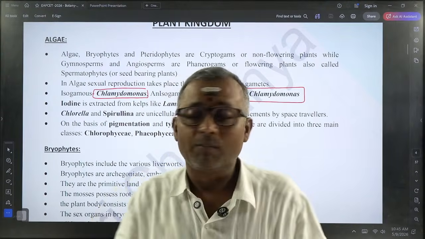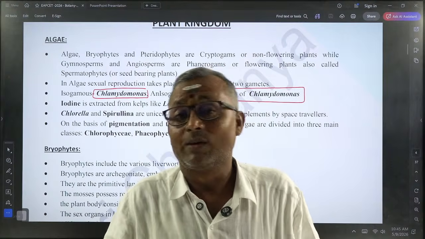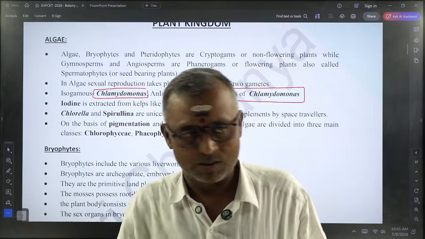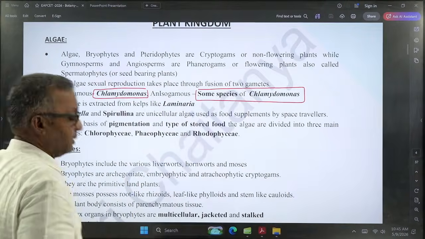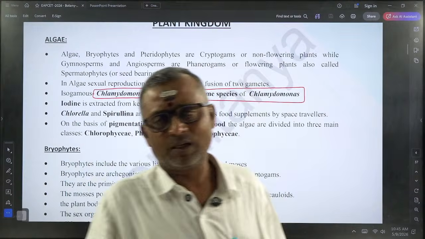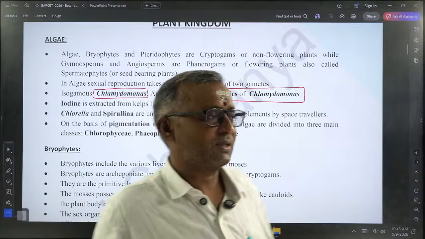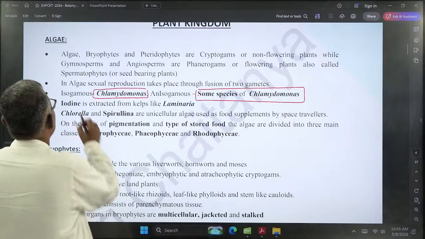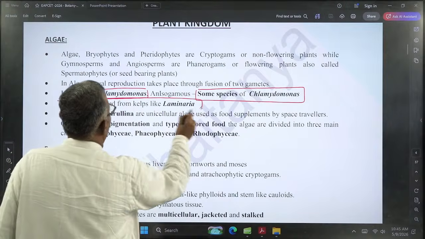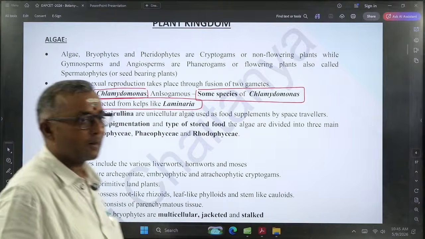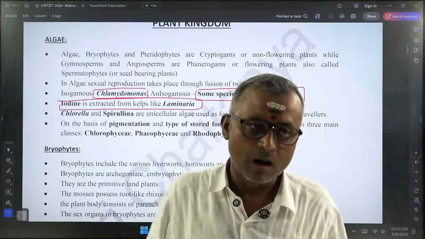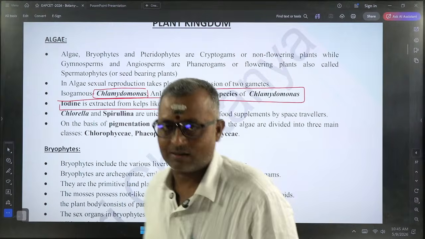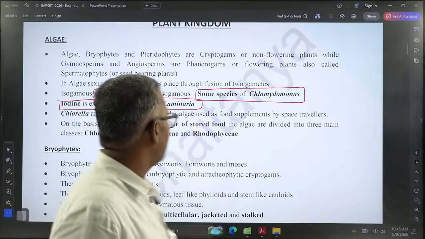Now I am going back again. So for anisogamy, what is the example given in the state book? It is some species of Chlamydomonas. Similarly, for eugamy, the same examples were there, like Volvox, Chara, Fucus. These examples you can take. And under economic importance also, there is one important example that iodine is extracted from kelps like Laminaria. Laminaria is a kelp plant from which we can isolate or extract iodine. This is another important thing.